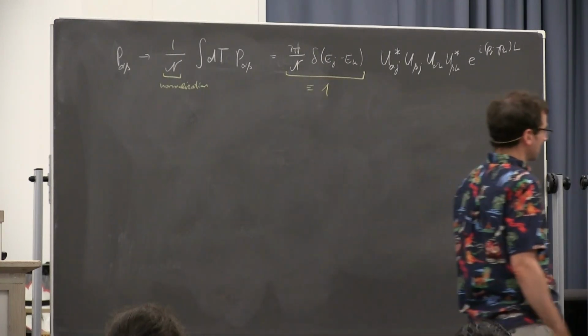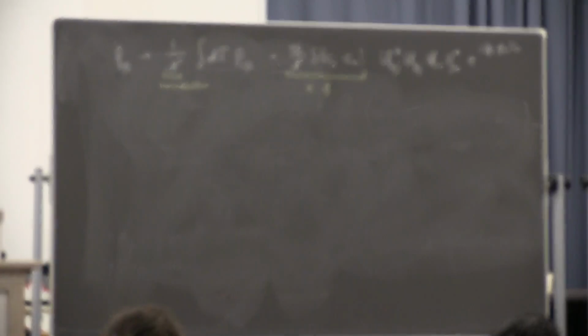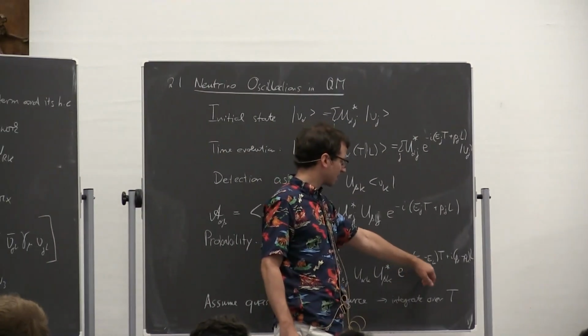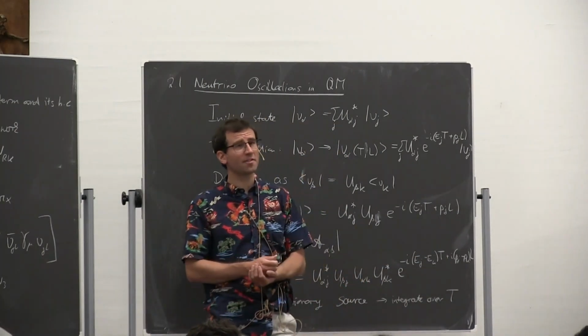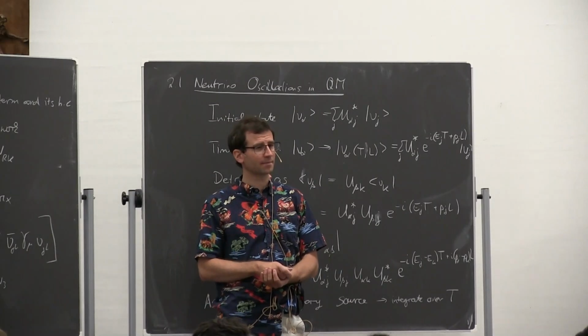Now, there are a few subtleties here that people usually brush under the carpet, but I still want to mention at least one of them. So the way I've written this here is I have assigned each neutrino a definite energy and a definite momentum. Why do you think that could be problematic?